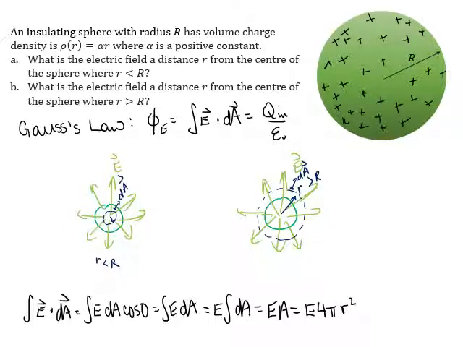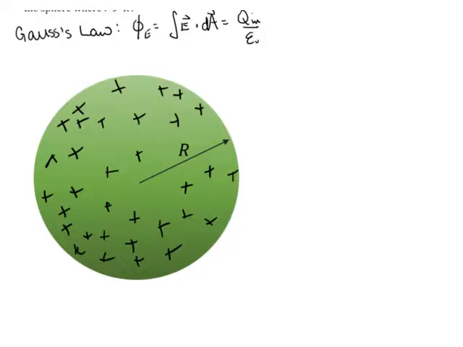So for the left-hand side of Gauss's law, the integral of E dot dA, our net electric flux, is equal to E times 4 pi r squared. That result is true whether we're inside the sphere or outside. Next, let's look at Q inside. Let's remind ourselves that Q in means the amount of charge inside the Gaussian surface.